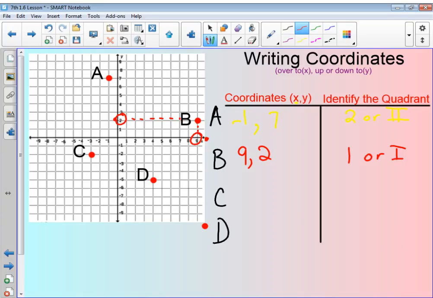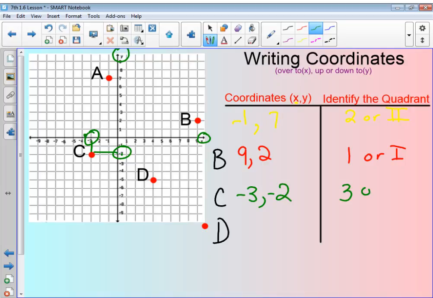Okay, so let's go ahead and do C. Let's see, C is crossing. Okay, remember it's over, then up or down. So on our X line, here's our X. It looks like it's crossing at -3. And on our Y line, which is this line, it is crossing at a -2. Okay, and that would fall in quadrant 3, or it could be stated as 1, 2, 3 lines as a Roman numeral 3.